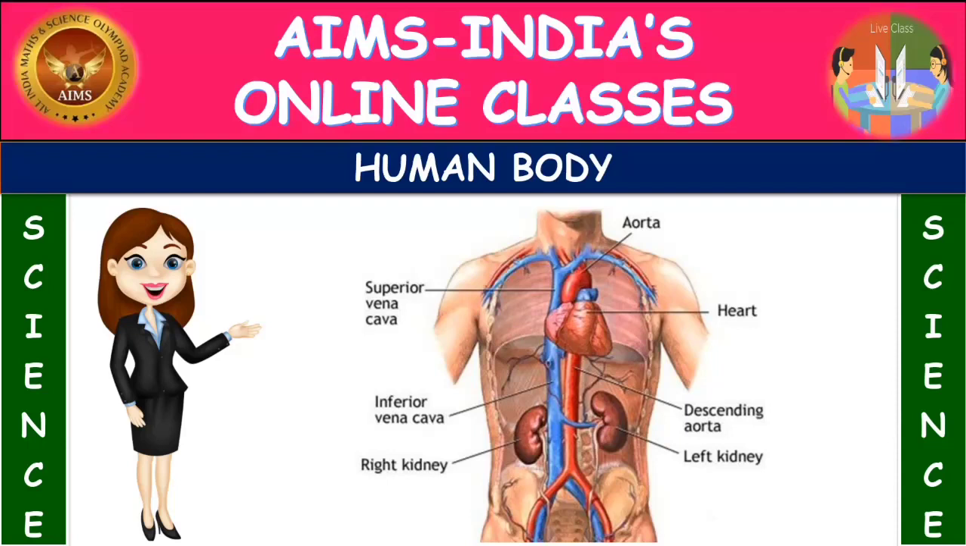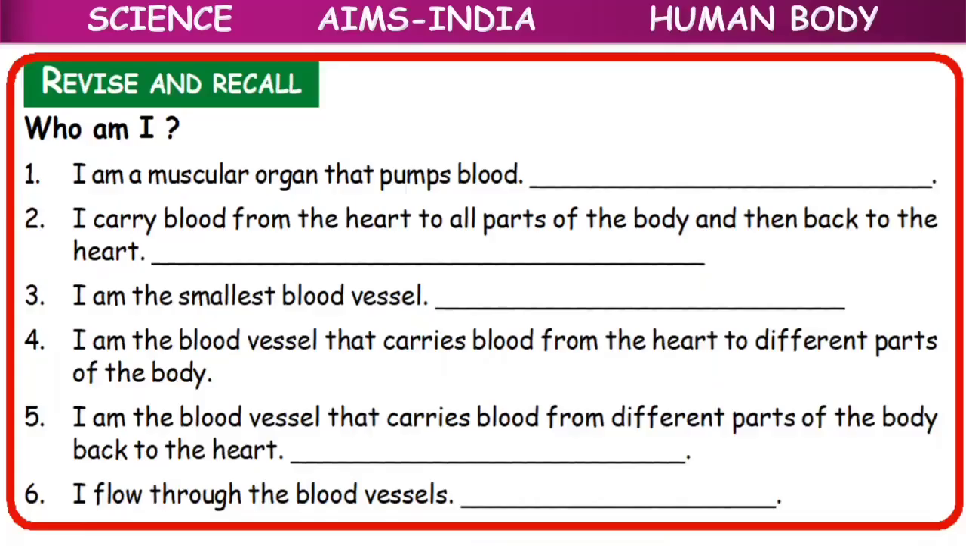So today, from our science subject, we are going to continue our lesson on the human body. In the previous session, we discussed the circulatory system and excretory system. Now, children, we have learnt about that, so we will be continuing the lesson here. Before we continue, let us revise and recall. Here are some questions, so we have to give the answers for this.